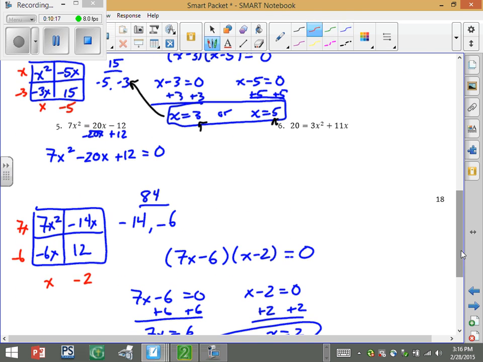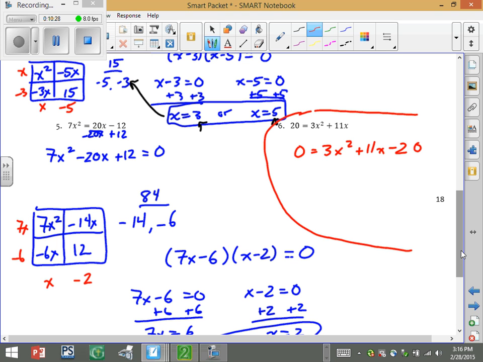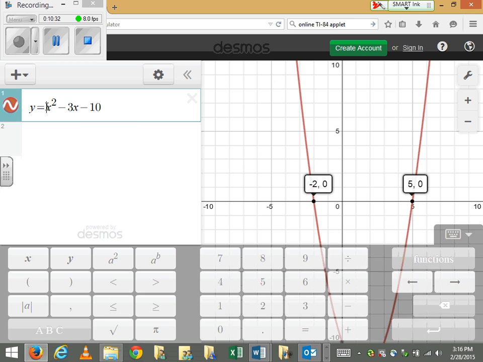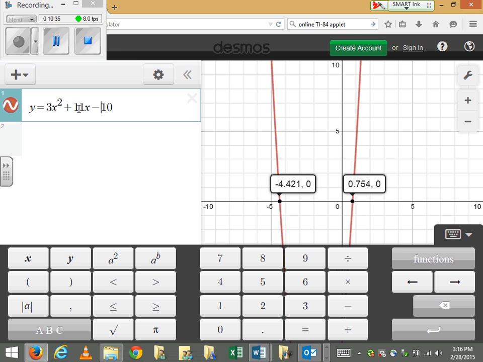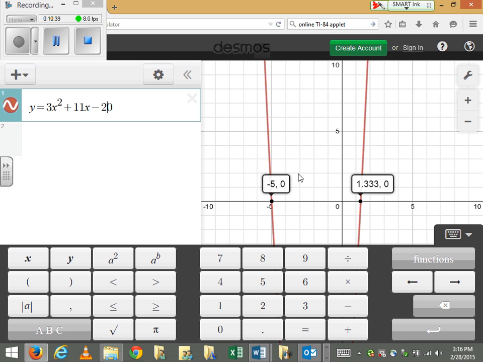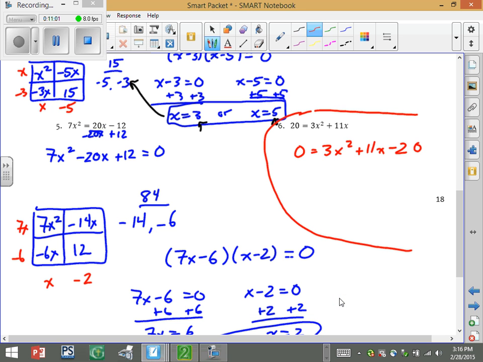Number 6, let me take a quick second and move everything to one side. So 0 equals 3x squared plus 11x minus 20. And here's a situation where one of the values is a decimal. That's going to be one, if you recognize conversion from decimals to fractions very quickly. If not, you're going to have to go through and solve this thing. But you can convert your final answer to a decimal and see if it matches up. So negative 5 and 1.33, excuse me. So we should end up with x equals negative 5 and something that's equivalent to 1.3333.